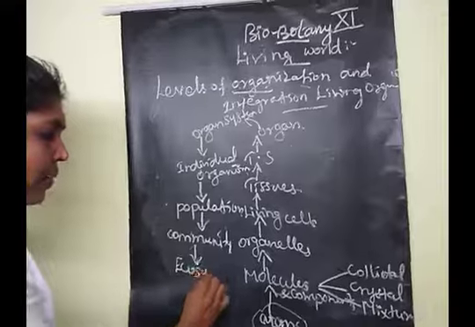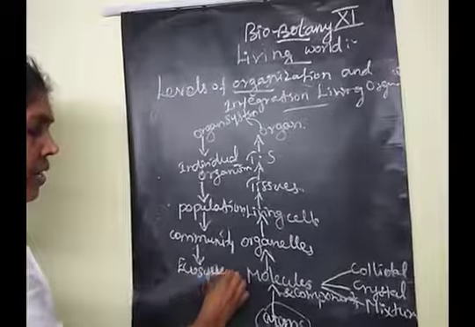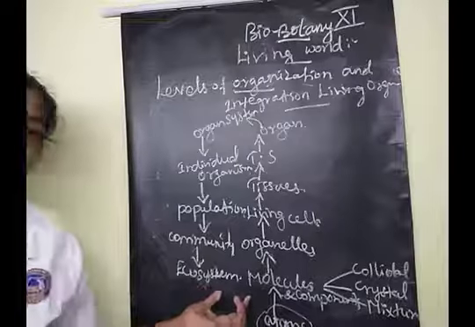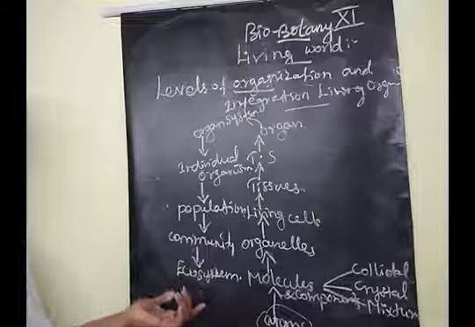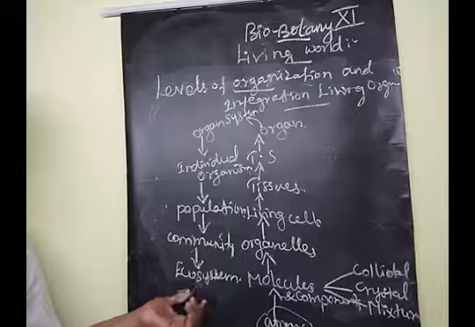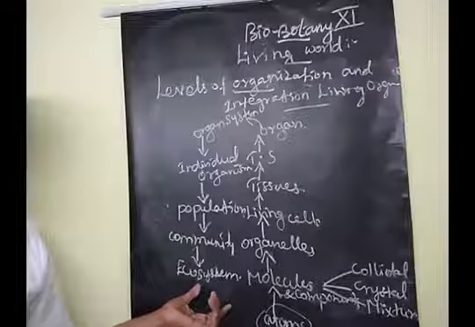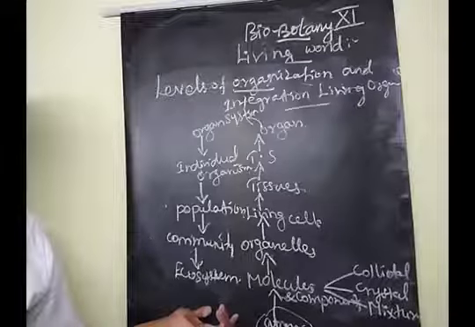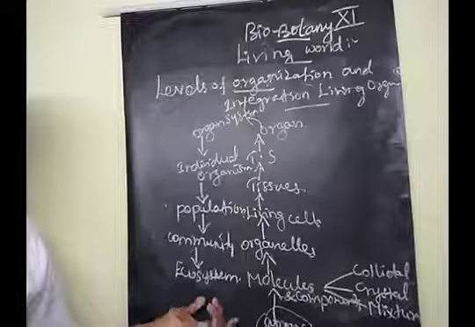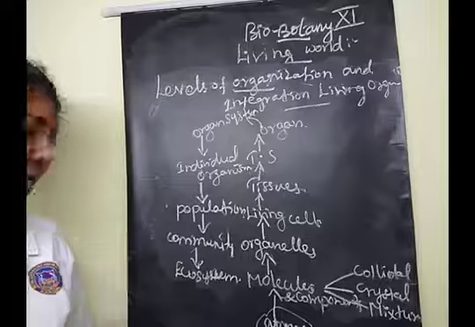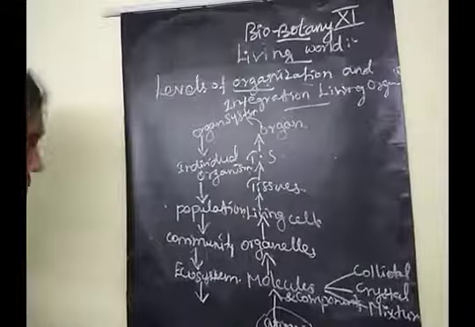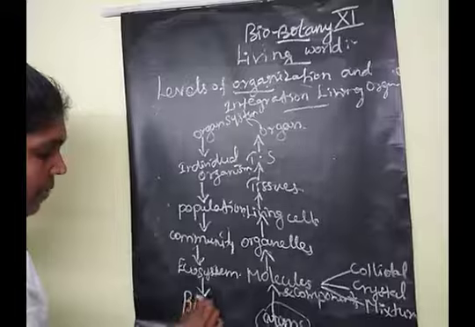What do you mean by ecosystem, children? In the lower class itself you learned this term. What do you mean by ecosystem? Good, very good. Open your mouth and tell. What do you mean by ecosystem? The interaction between living and non-living components is known as an ecosystem. Clear? Yes. Then finally, the ecosystems form the biosphere.